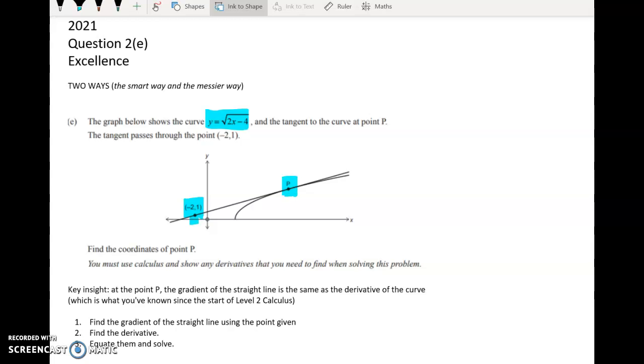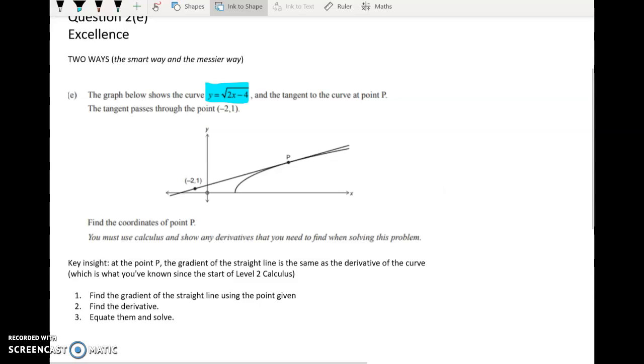So the key insight in this question, and they've drawn it really well for you so that you can see the key insight, is that at the point P, we've got two things that are the same. We've got the gradient of the straight line that links up P and negative 2, 1, that's the same as the derivative. And that's the big idea that we've been hammering on about since the start of level 2 calculus. But you have to be confident with how you use that in here.